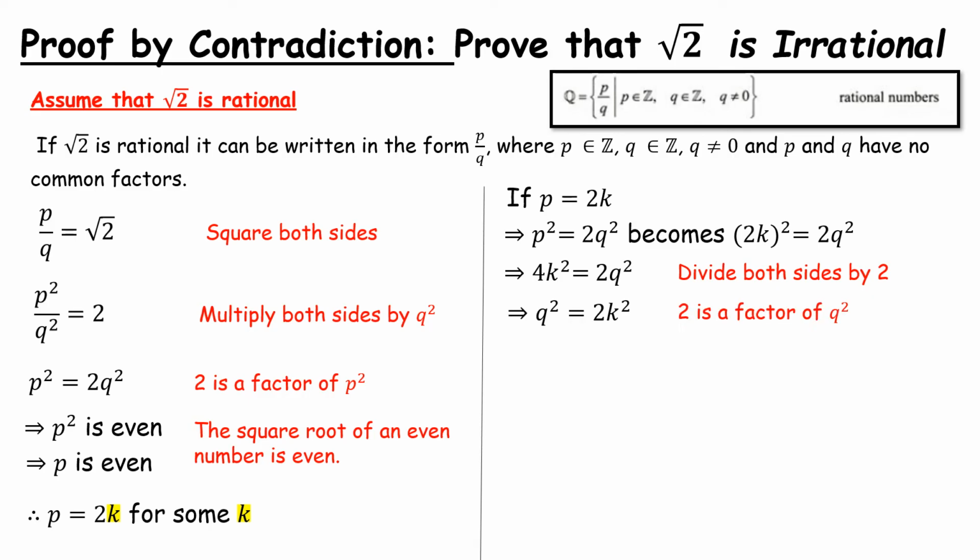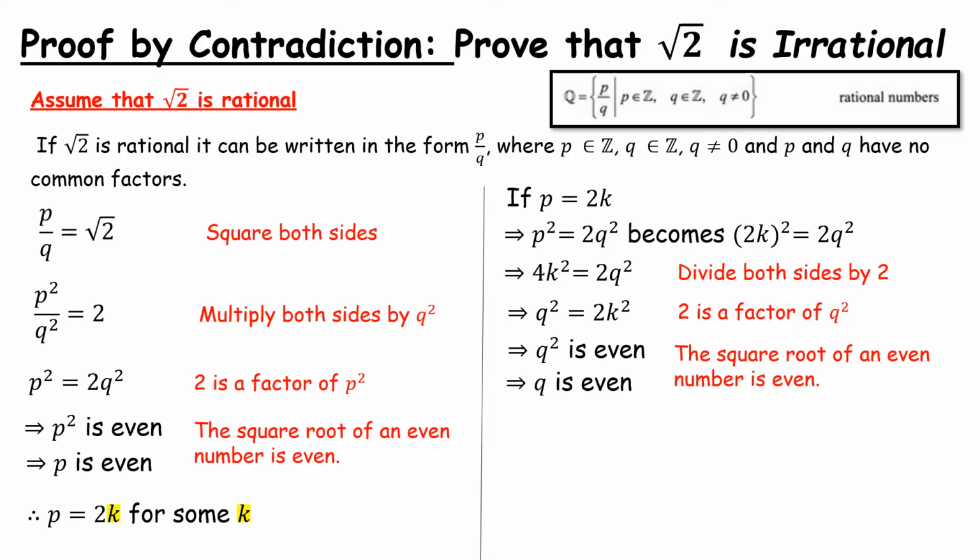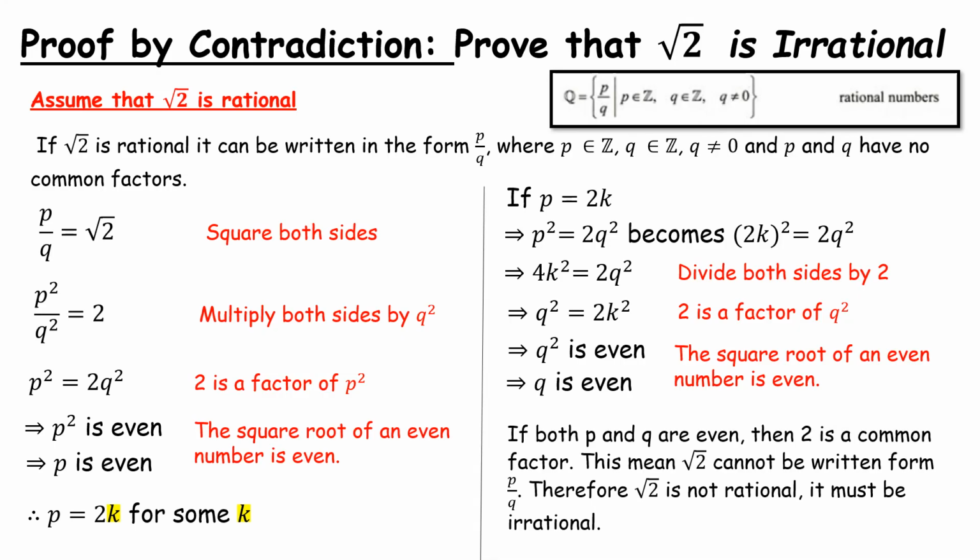So by similar logic, since 2 is a factor of Q squared, we know that Q squared is even, and since Q squared is even, its square root, i.e. Q, must also be even. Now, this contradicts what we said at the start, because if both P and Q are even, then they would have a common factor of 2. And we've already said that if root 2 is rational, this cannot be the case.